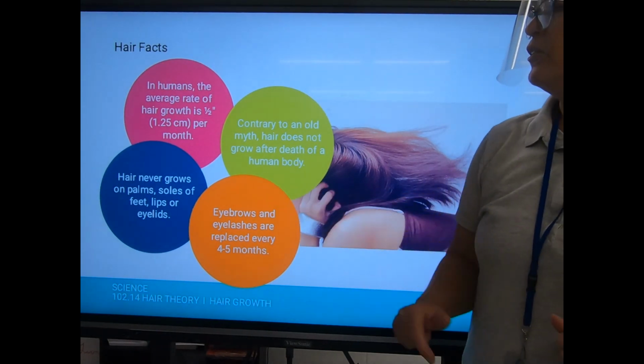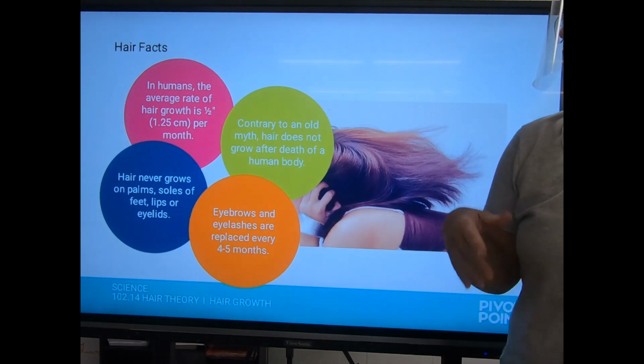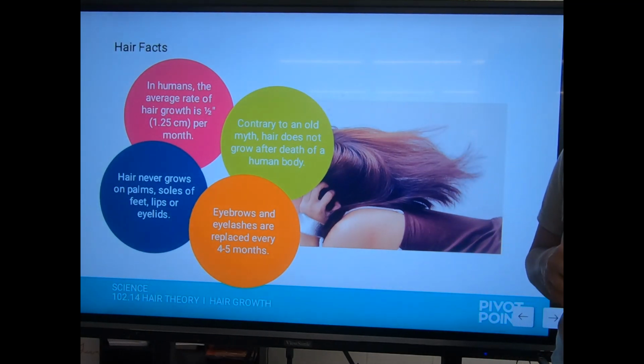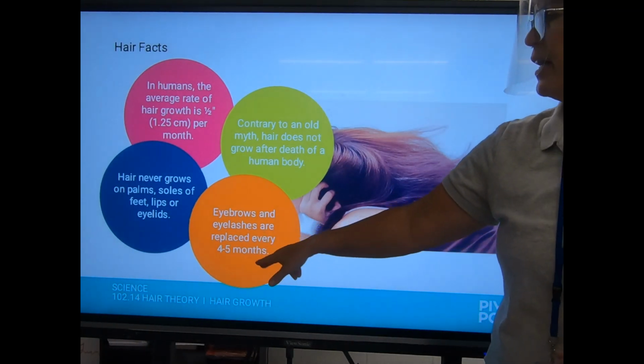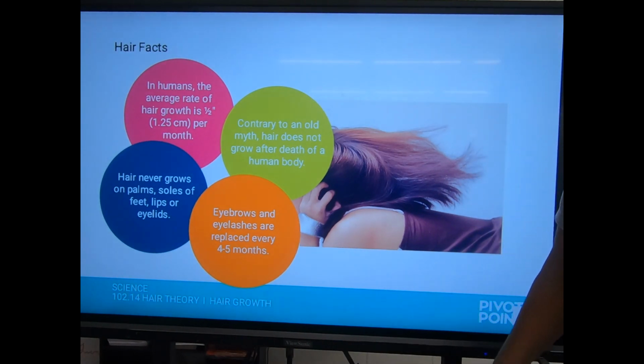All right, hair never grows on our palms, soles of our feet, lips or eyelids. And eyebrows and eyelashes are replaced every 4 to 5 months. Okay?